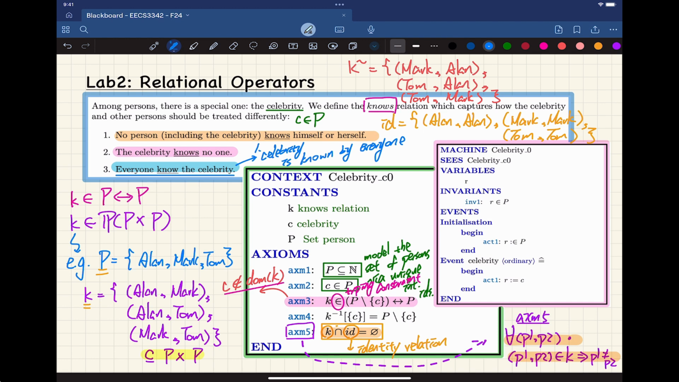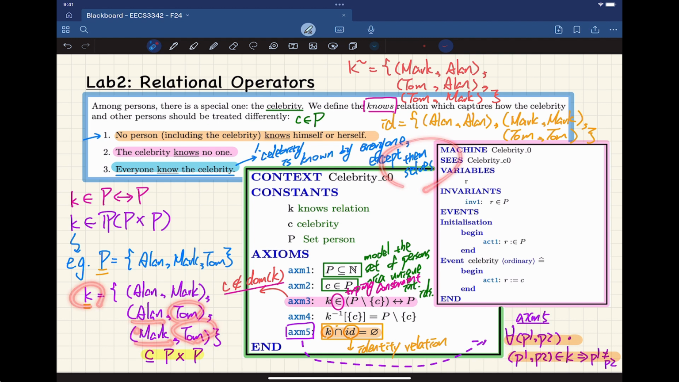However, when I say this one here, you've got to be careful. Because of the restriction we got for number 1, the celebrity should not be known by itself. Agree? So you've got to say the celebrity is known by everyone except themselves. Because we know Tom in this case is the celebrity, according to number 3, we want to make sure Tom is known by Alan, and Tom is known by Mark. But we shouldn't have anything like Tom is known by himself, which we don't have. So that means K is valid.